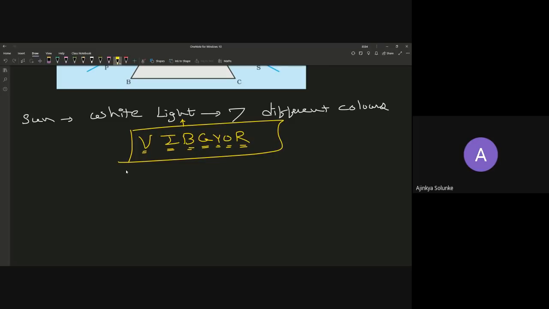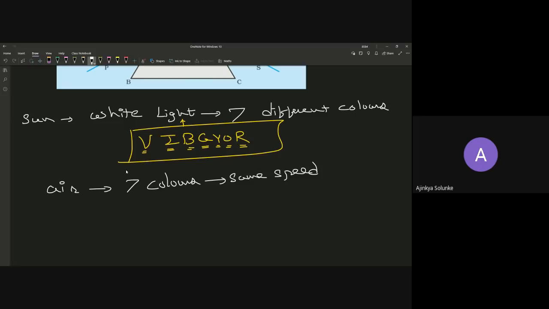Now the question is, why don't we see those 7 colors in the atmosphere, whenever we go outside? The reason is that in air, all these 7 colors travel with the same speed. So we are not going to see them separately. We just see the white light. We don't see these 7 colors.